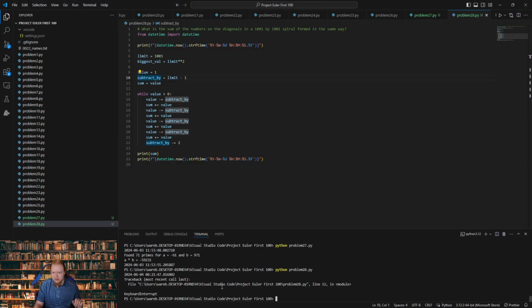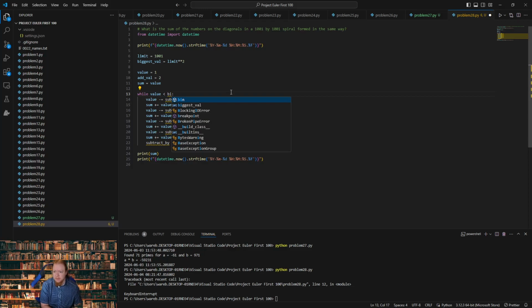And this thing's still going. Let's go ahead and kill that, because I don't think it's giving us what we need. So let's start with value of 1. Add val equals, originally it's just 2. Sum equals value is fine, and then here while value is less than the target value.